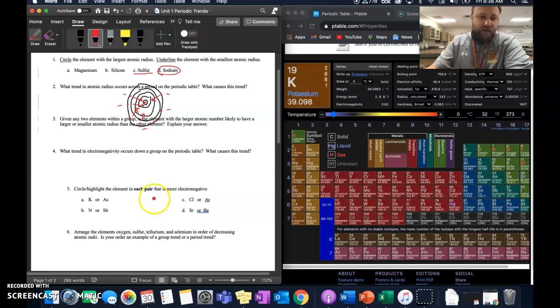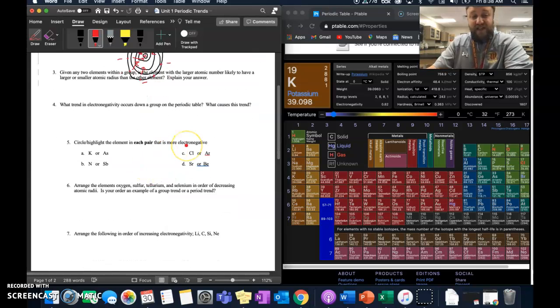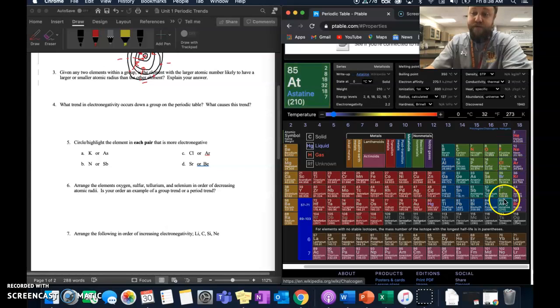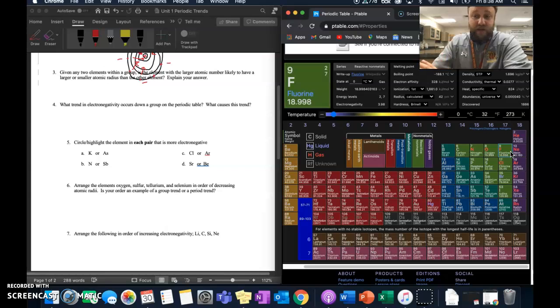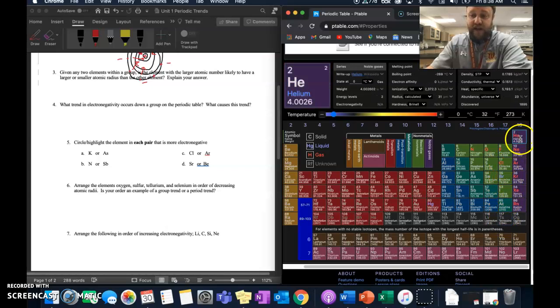So let's talk about electronegativity real quick. Electronegativity is the ability for an atom to attract electrons. The most electronegative atoms are going to be our group 17 atoms. The reason why, and this will be a big deal once we get into our next unit on ions, is because they have 7 valence electrons. Well, all atoms are trying to get 8, just like the noble gases.